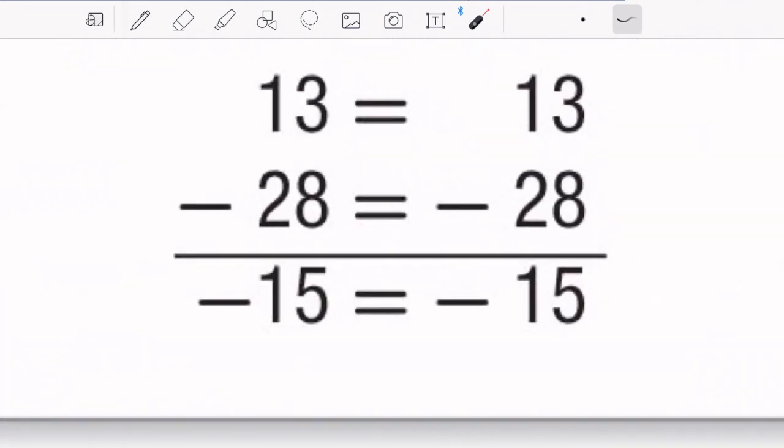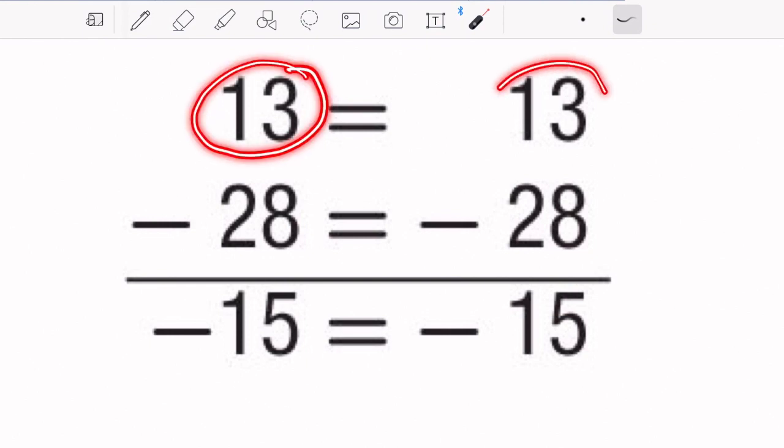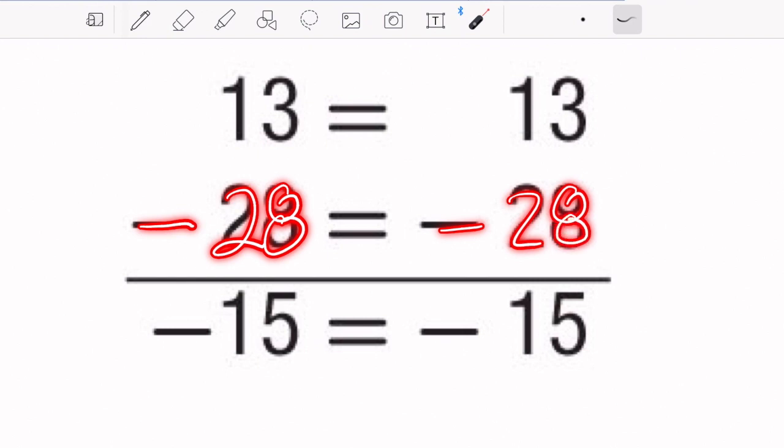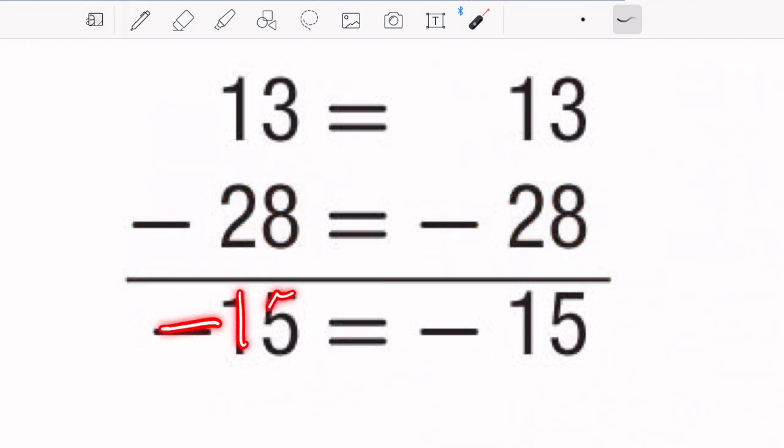Same thing for another example. If I have 13 equals 13, if I subtract 28 from one side and then I subtract it from the other side, I'm going to end up with the same number at the end. So in this case, I'll end up with negative 15 on both sides, which is what this property does. So we're going to use this property to solve the following two examples.